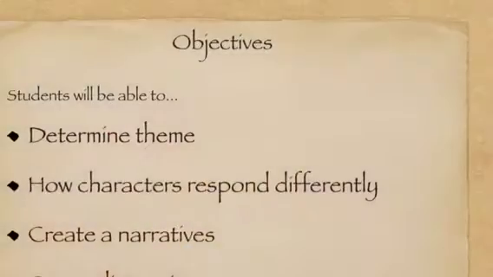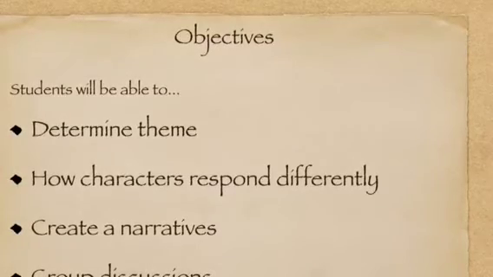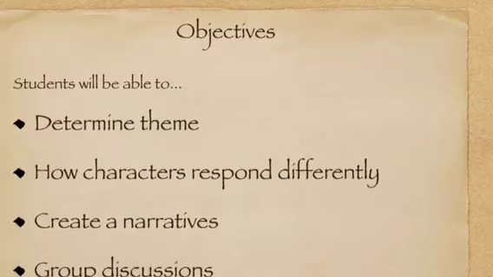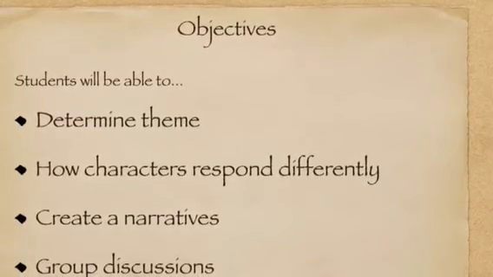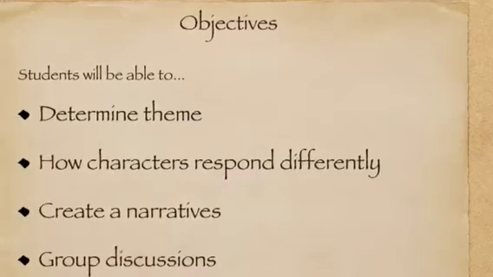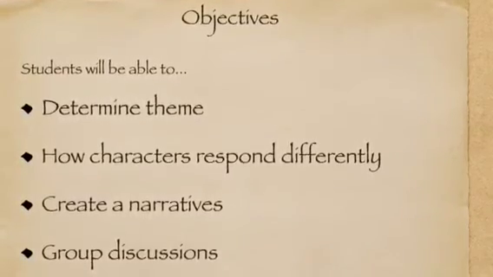My unit objectives for a 5th grade level consist of students being able to determine the themes of the story, recognizing and analyzing how the two characters handle their situations, coming up with narratives for the characters and alternate endings, and being prepared and contributing to group discussions.